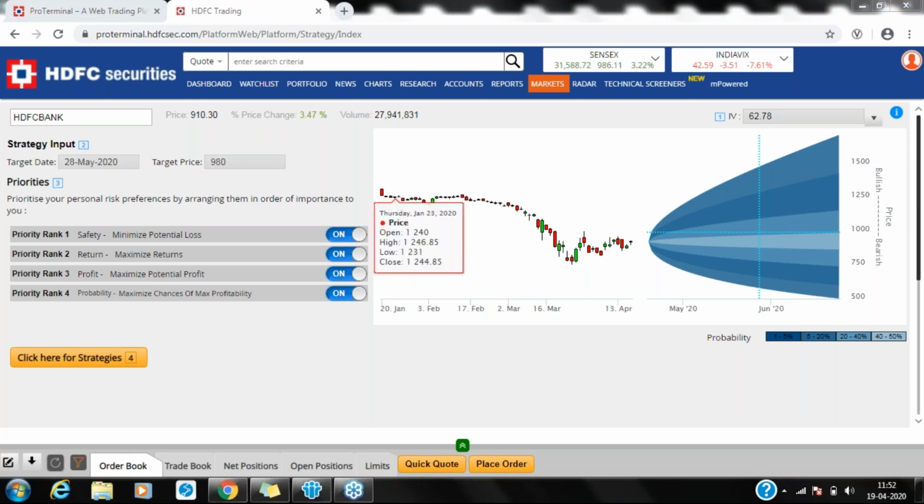Once I have entered the target date and target price, I have to again give a priority. So safety, return, profit, and probability are the four parameters I have to give a priority to. This time we will go with safety first, then return, then profit, and then probability. Maybe we will switch off the probability section. We will keep only the three things open: safety, return, and profit. Click on strategy, and we will get the strategy for the same.